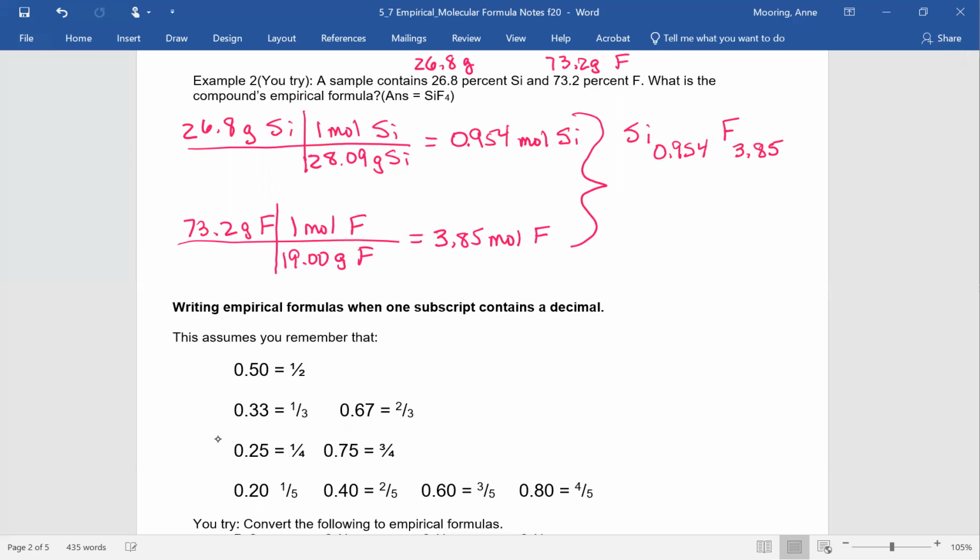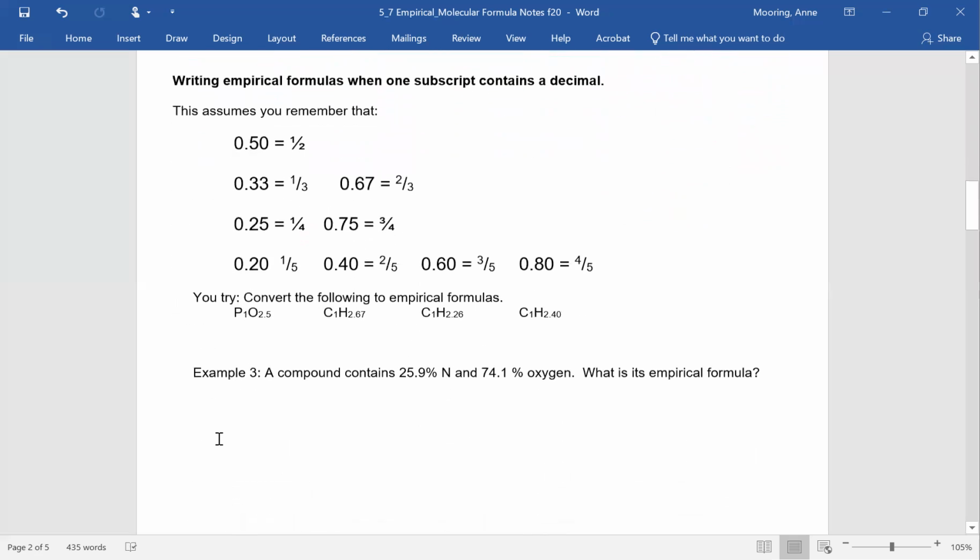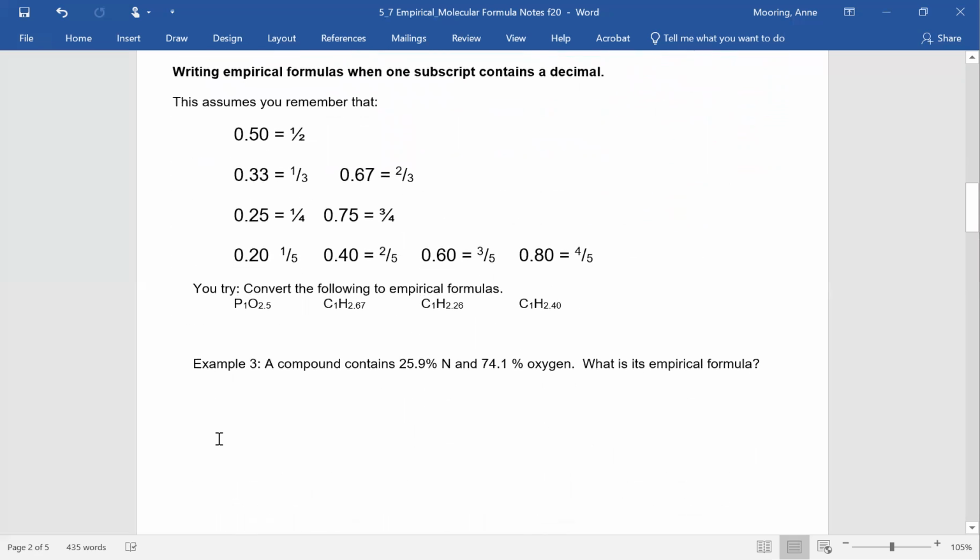We're going to divide through by the smallest to turn one of them into 1, so 0.954. And now we have SiF4. So when we did this, one of the subscripts turned into 1 and the other one turned into a whole number. But sometimes when you do these problems, you'll get one subscript that contains a decimal.